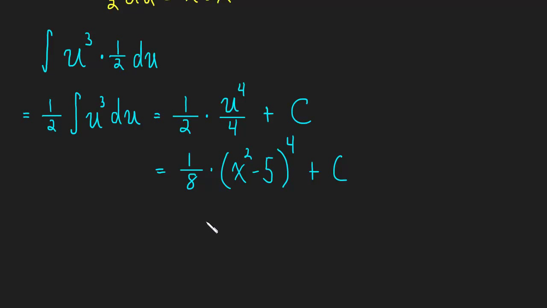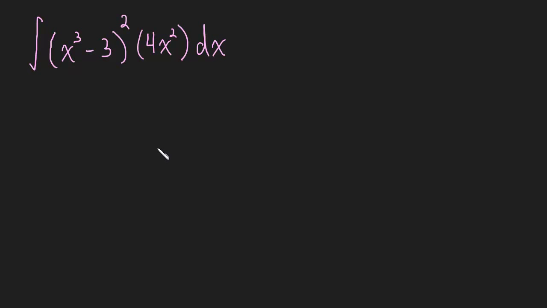Okay, so I'm going to give you another example that's quite similar to this one we just did. I want you to pause the video and see if you can do it on your own. So let's do the integral of x cubed minus 3 squared times by 4x squared dx. So pause the video and do this.